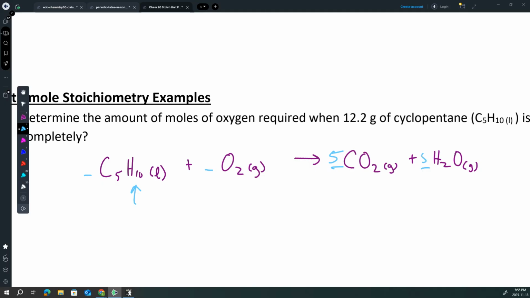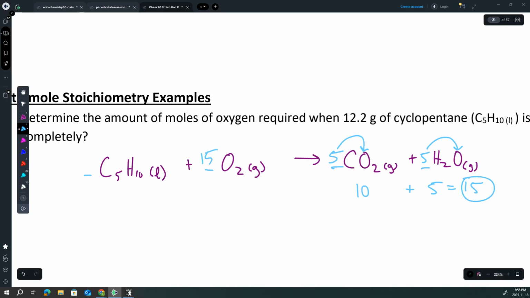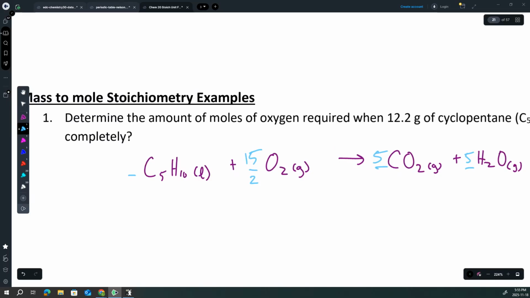10 hydrogens coming in, I want 10 coming out. For oxygens, 5 times 2, so we got 10 from here, and we got 5 times 1, 5 from here, so we got 15. So there's a problem because we're only ever going to get even numbers here. But our trick is, take this number, divide it by 2. So 15 over 2. Now the other problem is, for stoichiometric calculations, you want whole numbers for your coefficients. So how are we going to get rid of this fraction? We're going to times everything by 2.